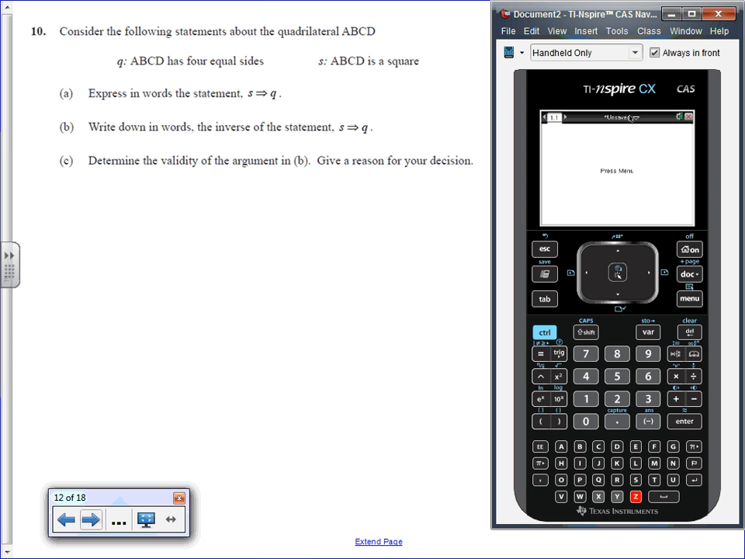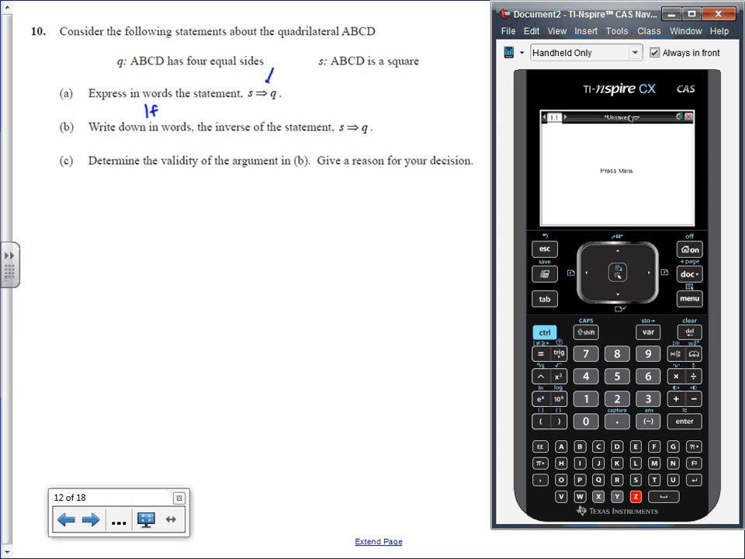Consider the following statements about a quadrilateral. Got a q statement, got an s statement, a little logic question here. Express in words the statement s arrow forward q. So we have an if-then, right? This symbol means use if at the beginning of your antecedent, and then in the middle, and then follow it with your consequent. The antecedent here is s.